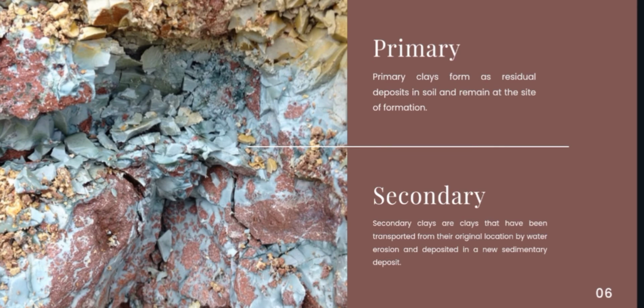So yeah, there are two types of clay deposit. The first one is the primary and the second is the secondary. So primary, secondary, you are familiar. The primary clays form a residual deposit in the soil and remain at the site of formation.